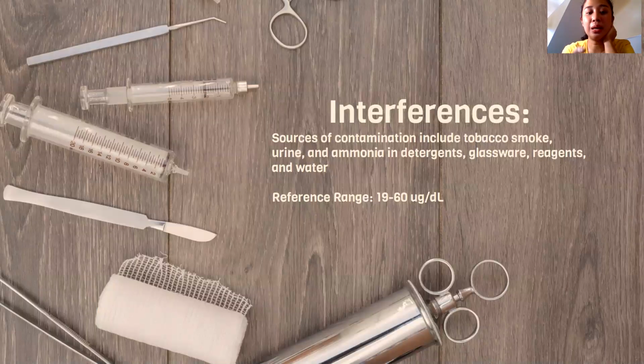So class, your ammonia is sensitive with the environment. So make sure that there's no tobacco smoke, urine, ammonia in your glassware, reagents, and water. And the reference range, sobrang konti. 19 to 60 micrograms per dL.